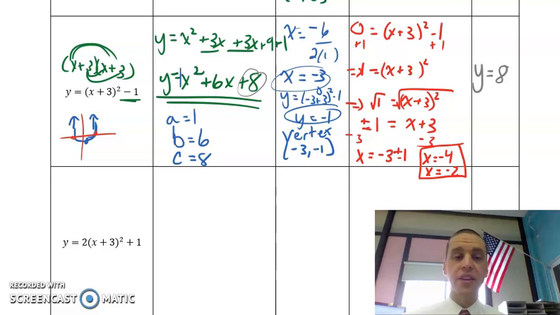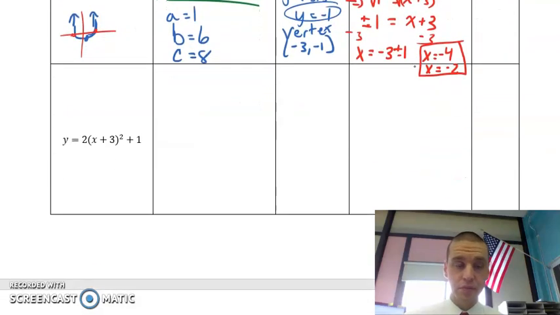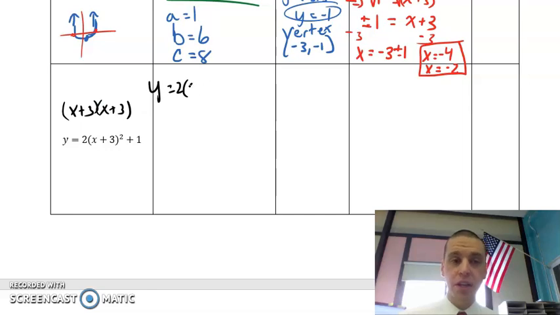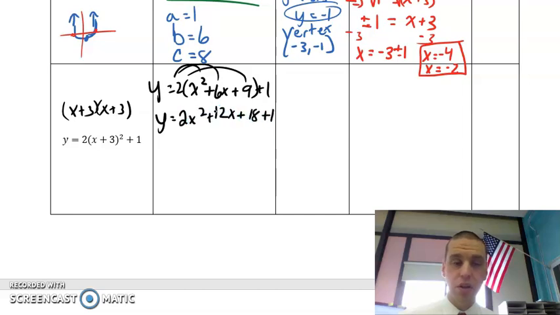I'm going to move quicker on the next two problems. Next problem, 2y = 2(x + 3)(x + 3). Well, I already know that. That's the same thing we did above. It's x² + 6x + 9. I have to distribute the 2 to all three terms. I have to add the 1, so I get my final answer, 2x² + 12x + 19.